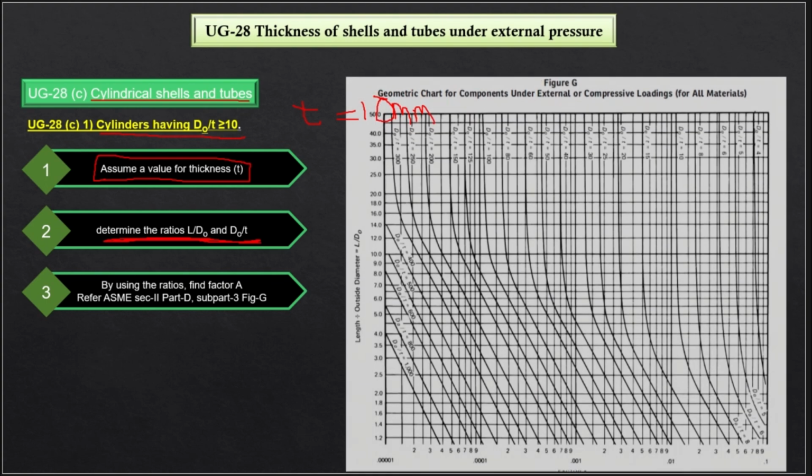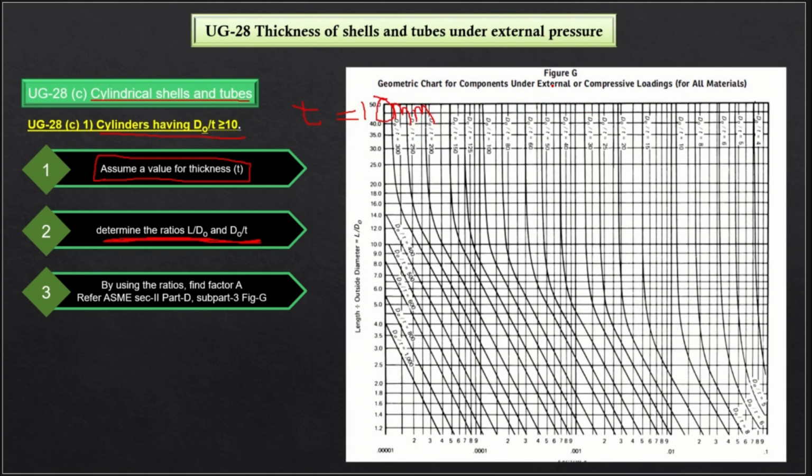If you open that Subpart 3 Figure G, you can see the L by Do ratio here. These are the factor A values, and these are the Do by t ratios. We already have L by Do and Do by t ratios. For example, if L by Do is 10 and Do by t is 20, here is the 20 line. If you draw a line vertically downwards, somewhere here, your factor A value is 0.003.